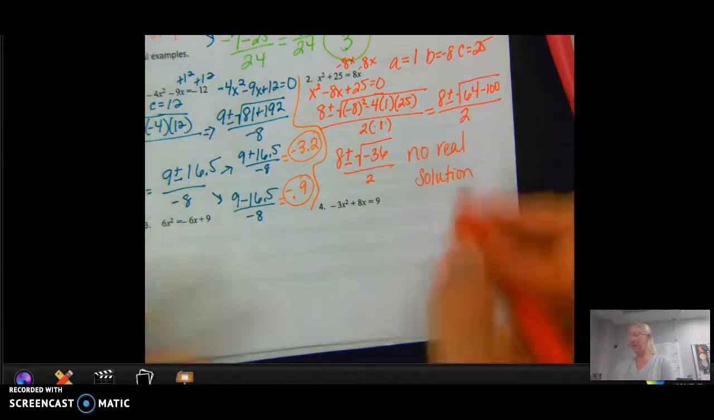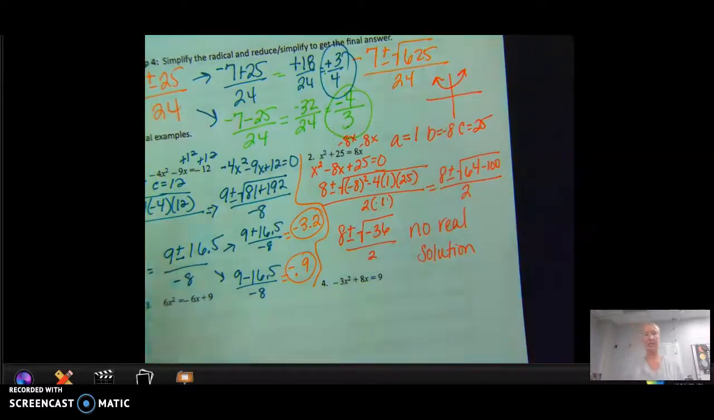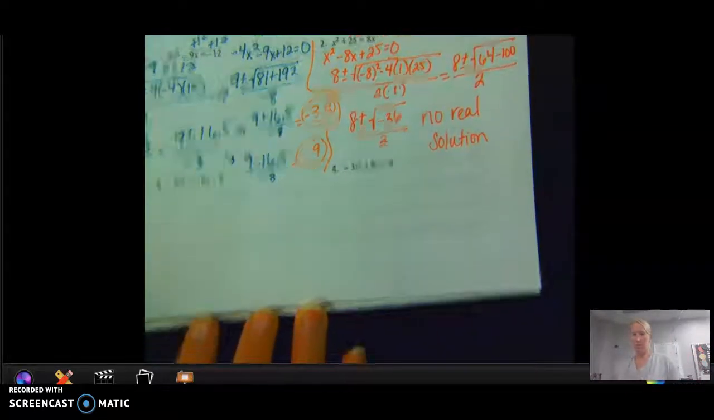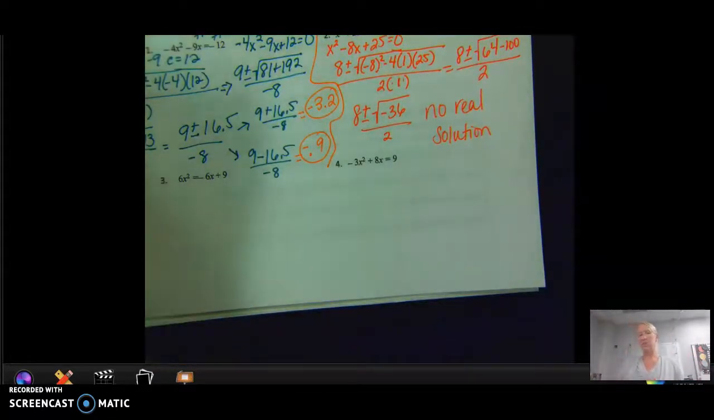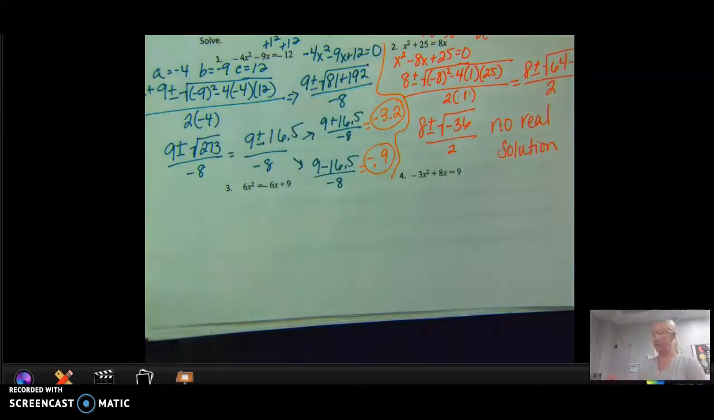Meaning, if I were to graph this, I'm going to do that up here, it doesn't actually intersect the x-axis. It's above the x-axis going up, or it's below the x-axis going down. So no real solution. In Schoology, it'll tell you exactly how to put that in, but you most likely put no real solution into both boxes or NA, something like that.